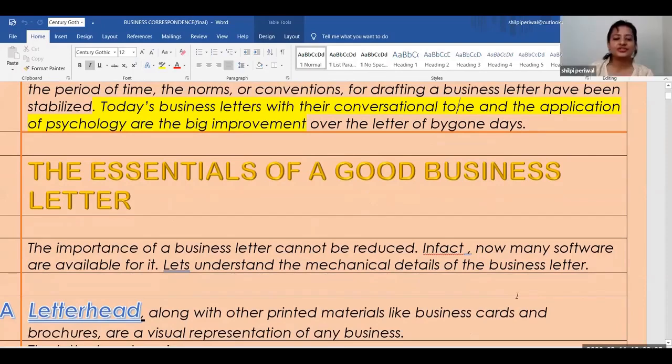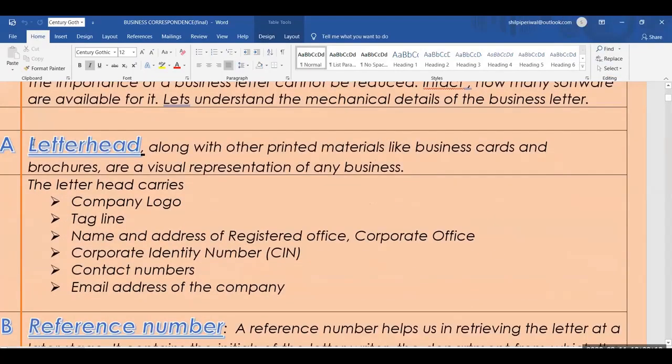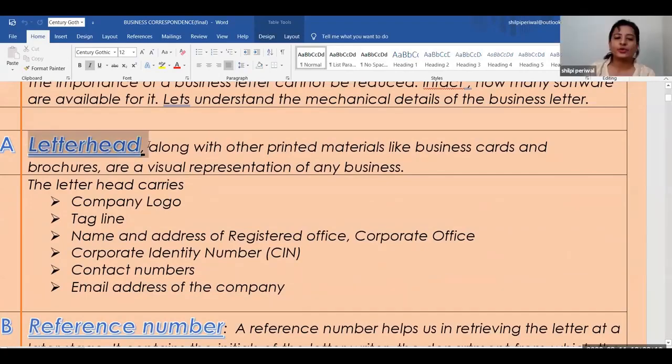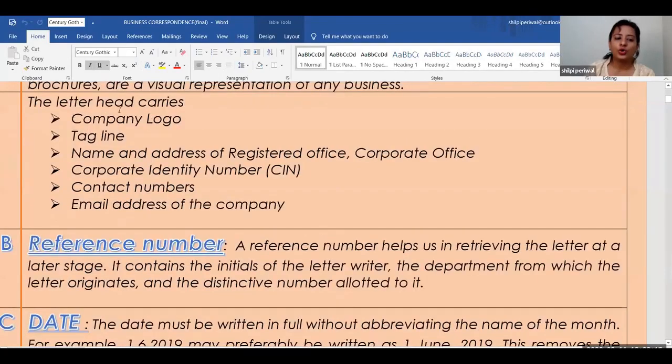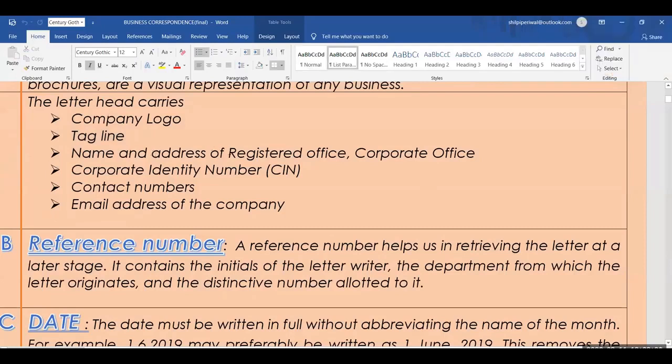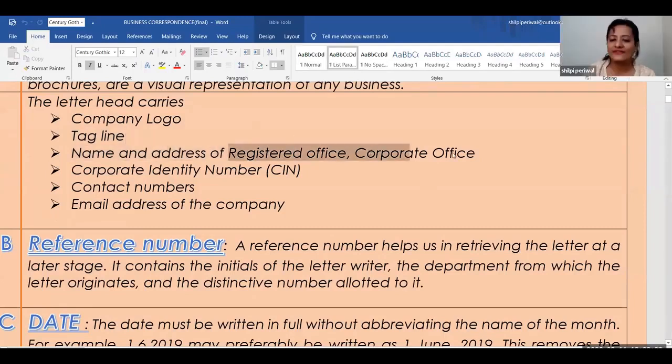Now, what are the essentials of a business letter? Quickly, we'll go through all this. Okay, one thing is you need a letterhead. In the letterhead, what all is there? The logo of the company should be there. The tagline should be there, right? The tagline could be like, for Nike, it is "Just Do It", and those kind of taglines. The name and address of the registered and corporate office, if you have separate offices. Otherwise, if only one office, then only the registered office is okay.